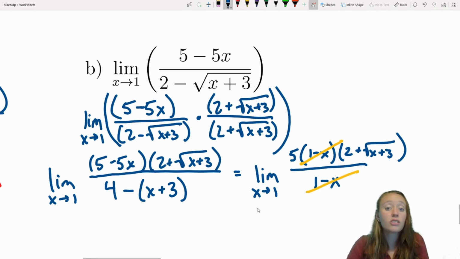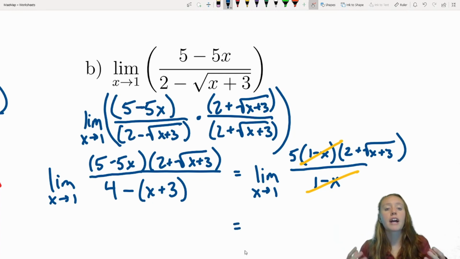So now that I no longer have a denominator, I can plug in whatever values I want for x, with the exception of, let's make a note that we need to remember what kind of values fall into the domain of a square root function. Obviously, we can't have negatives underneath that radical, but plugging in 1 is not going to give us that. So we don't have to worry about that for this problem.